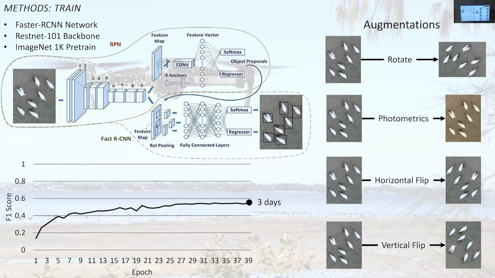And during training, we performed augmentations to increase the diversity of our data. So we flipped the images around, distorted their photometrics a little bit, operations like that. Training took 3 days on my GPU, at which point the performance stopped improving.